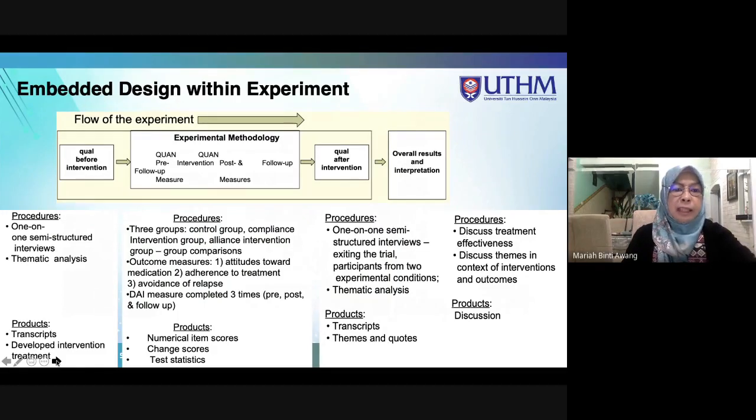Embedded design within an experiment. This is just an example. Let's say we have qualitative before intervention, and then experimental methodology, we have quantitative pre-follow-up measure, and we have quantitative intervention post and follow-up measure, and then after that, we have qualitative after intervention and overall result and interpretation. So this is the procedure and products, you can read before.